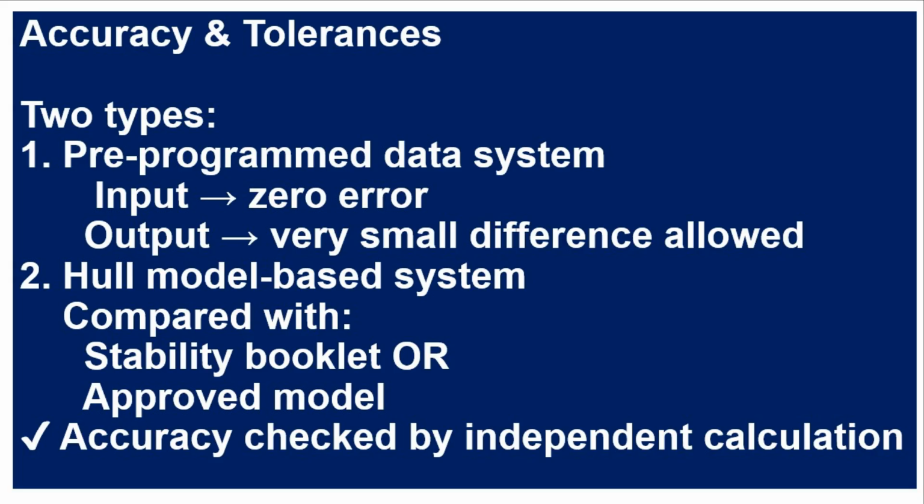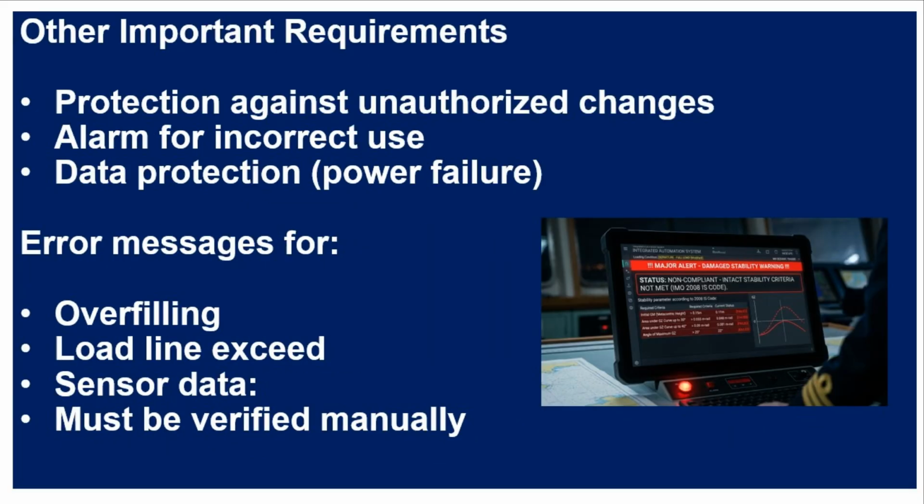Accuracy is ensured by comparing results with approved data. They are of 2 types. 1. Pre-programmed data system: input, 0 error; output, very small difference allowed. 2. Whole model-based system: compared with stability booklet or approved model. Accuracy checked by independent calculation. The system must be protected against errors, unauthorized changes, and power failures, with alarms for incorrect usage.